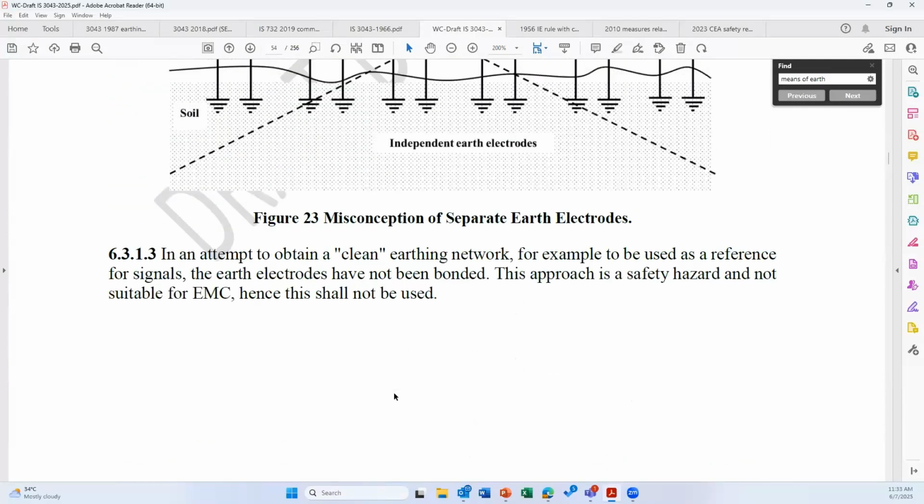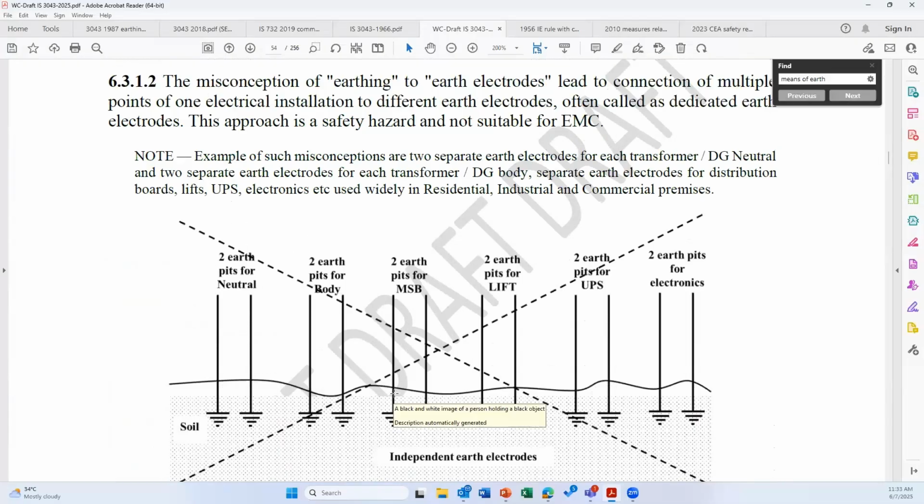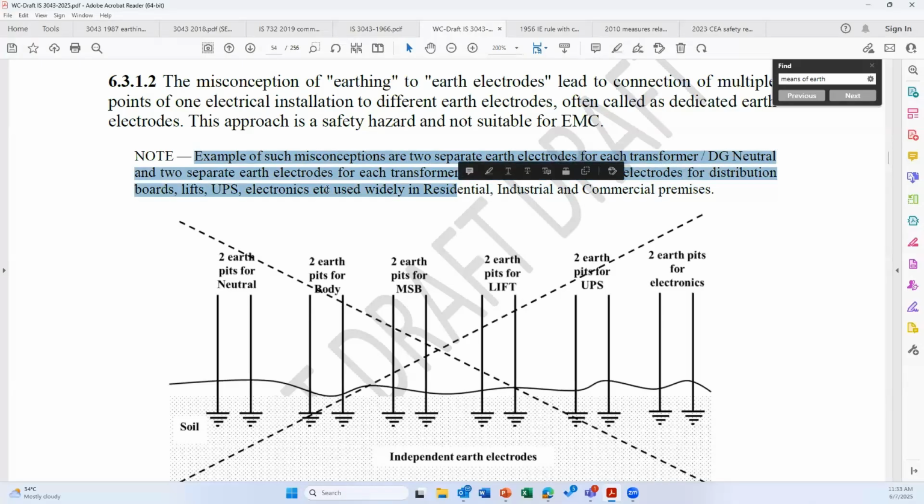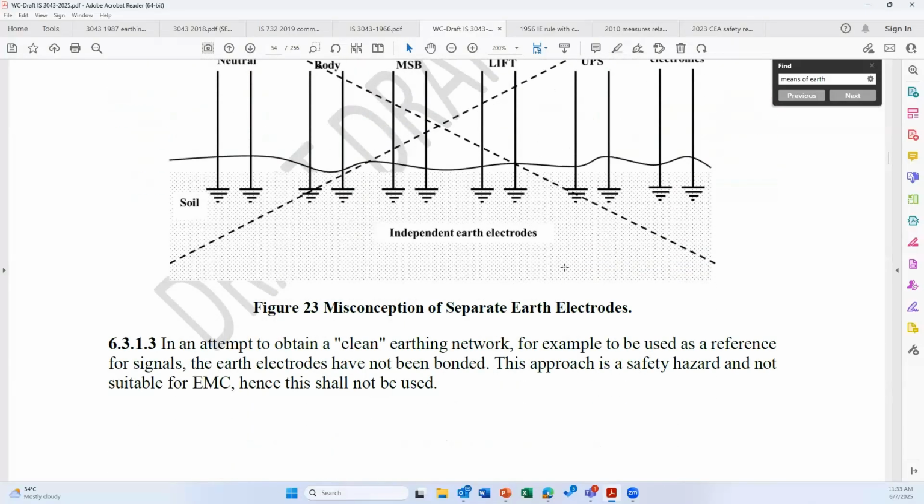However, we have put this picture to ensure that the wrong things are at least stopped in the country. Examples of such misconceptions are two separate earth electrodes for each transformer, DG neutral, and two separate earth electrodes for each transformer, DG body, separate earth electrode for distribution board, lift, UPS. So absolutely this is wrong. This is very much included.